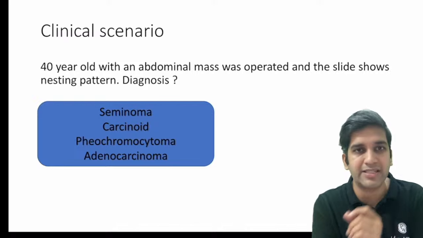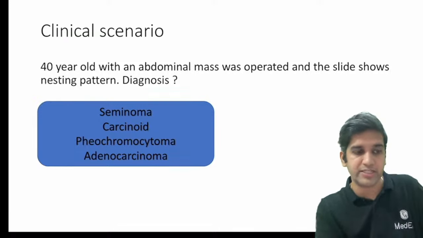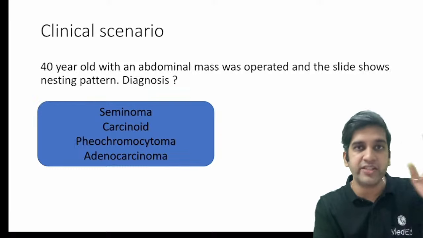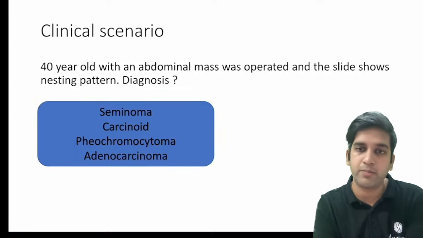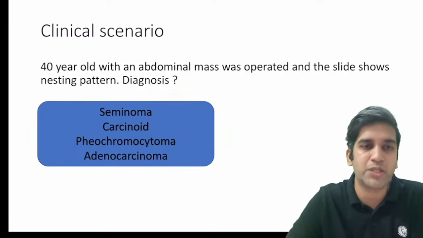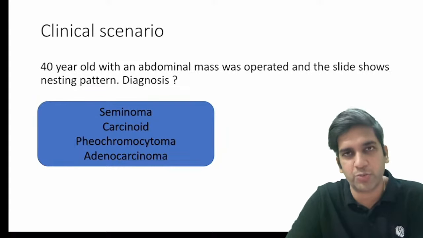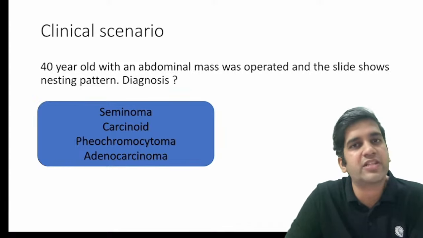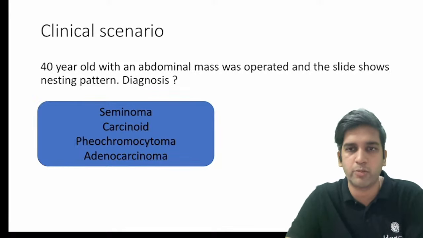40-year-old, abdomen mass, nesting pattern. See, what I'm doing here is I'm keeping the options same, but I'm just changing the history. When you change the history, the answer changes. Does not cross midline is a very important clue as well. Abdomen mass, nesting pattern, I go for pheochromocytoma because carcinoid can also have it, but carcinoid generally does not present as an abdomen mass. It's pheochromocytoma predominantly, right?